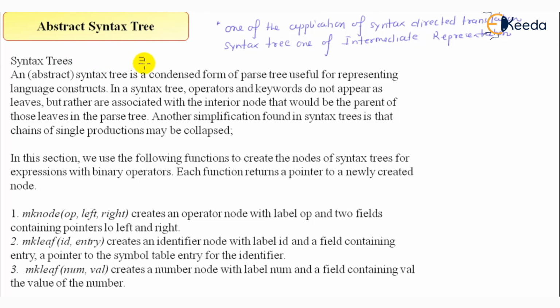Now this is a new term, abstract syntax tree, but it is very closely related with our standard term, the parse tree. There is a very subtle, or let's say very trivial, difference. So let's read out the definition, and then we'll talk about how to construct it. An abstract syntax tree is a condensed form of the parse tree. We are just condensing the parse tree and getting the syntax tree. It is useful for representing programming language constructs.